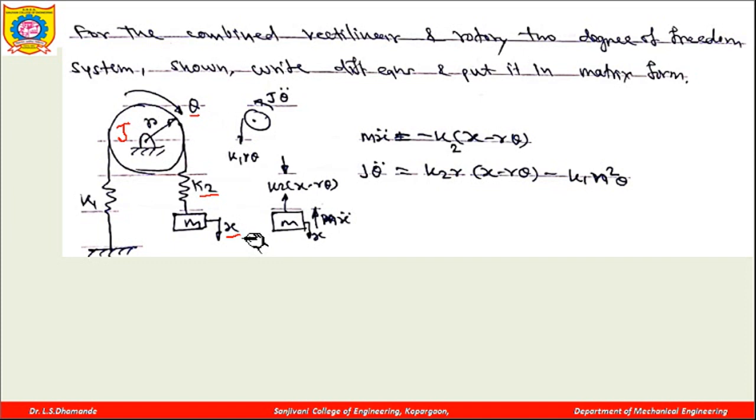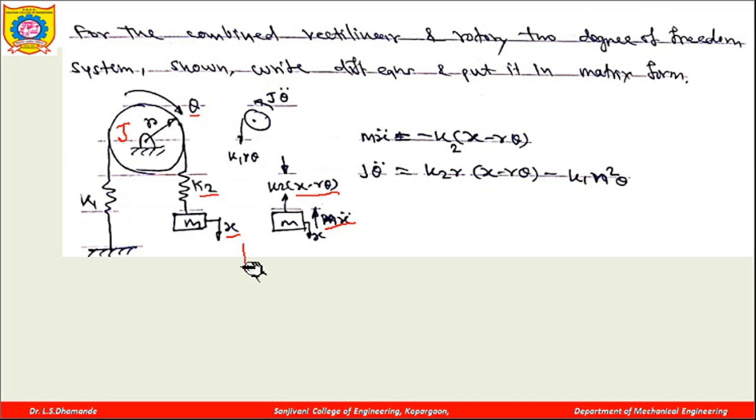Now first of all we'll write the free body diagram for this mass M. This mass is moving downward, so the inertia force will be in the upward direction, M into x double dot. Now this spring will be under tension, so the tension force will be shown in the upward direction, K2 into the displacement of this spring, which will be x minus r theta, because when I pull it downward, there will be a certain displacement of theta also in the clockwise direction.